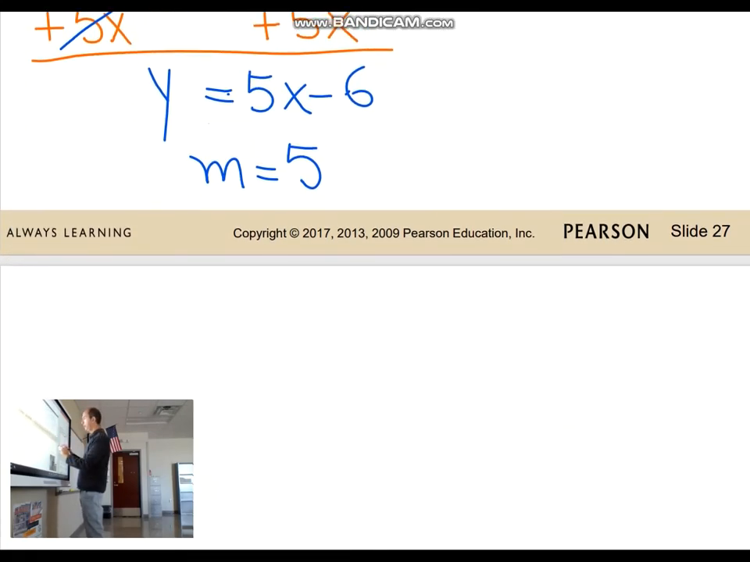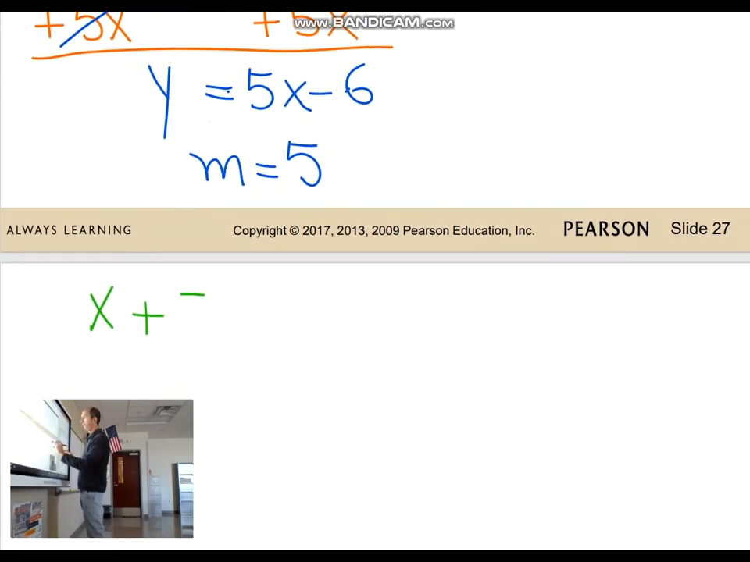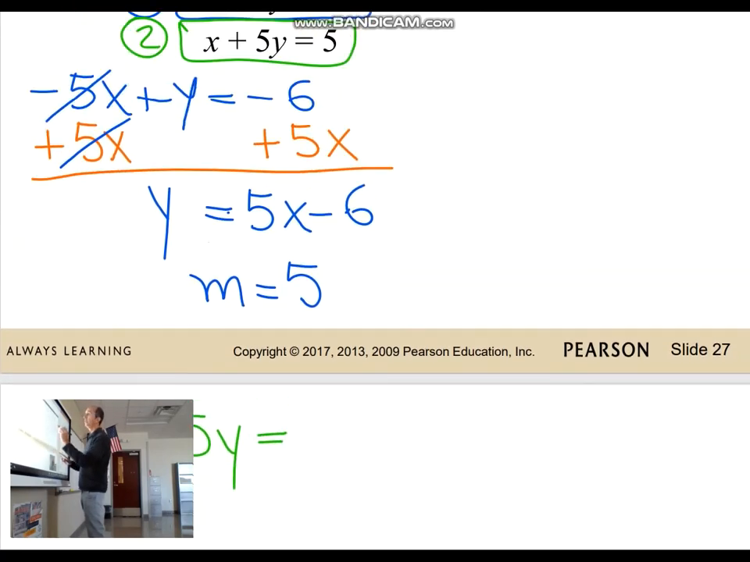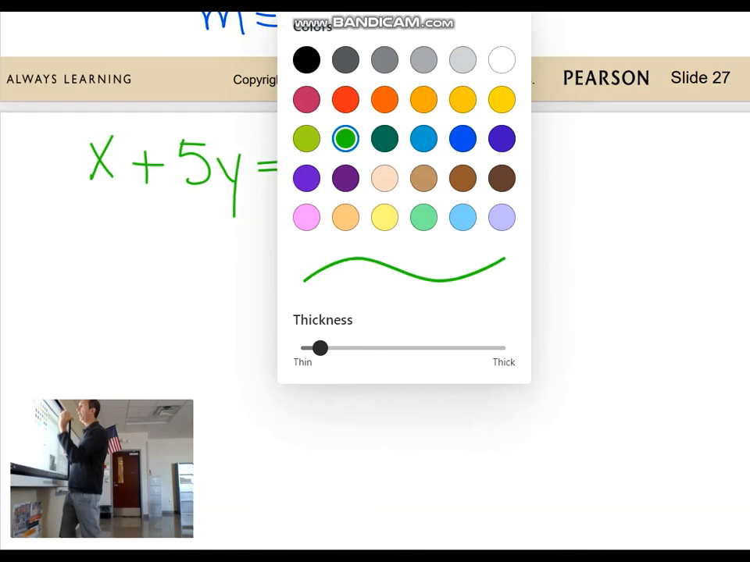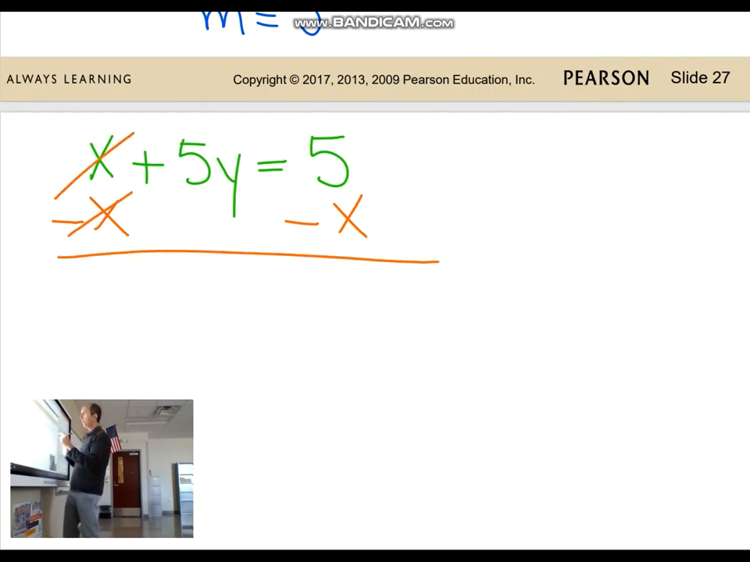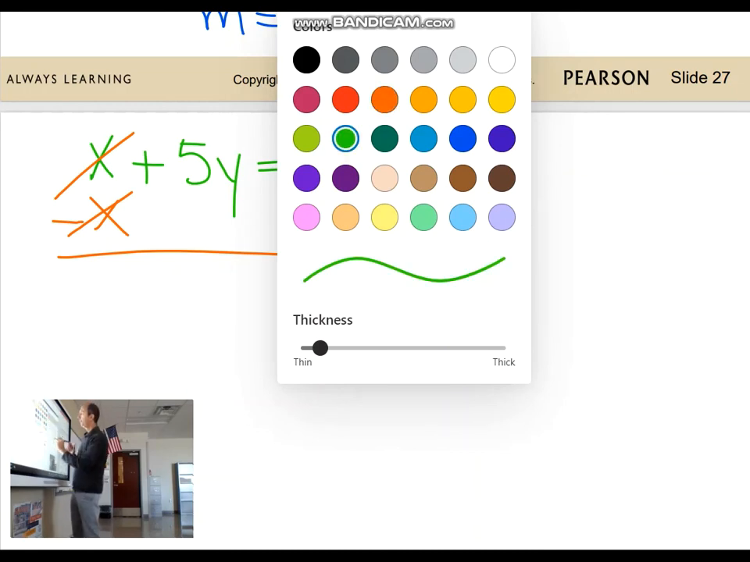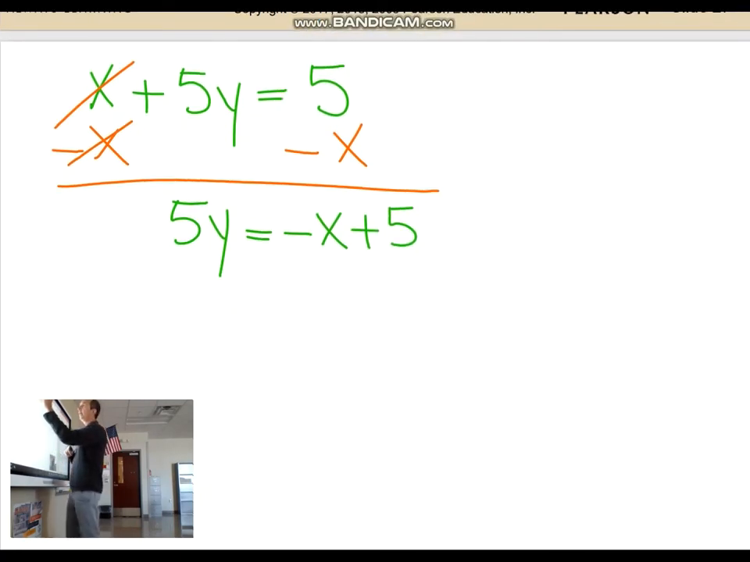Now let's work the next one, the equation number 2. Equation number 2 is x plus 5y equals 5. Same thing, apply the addition property and add negative x on both sides, so you can get rid of x from the left-hand side. We will have 5y equals negative x plus 5. Now we can apply the multiplication property of equality and multiply both sides of this equation by 1/5.